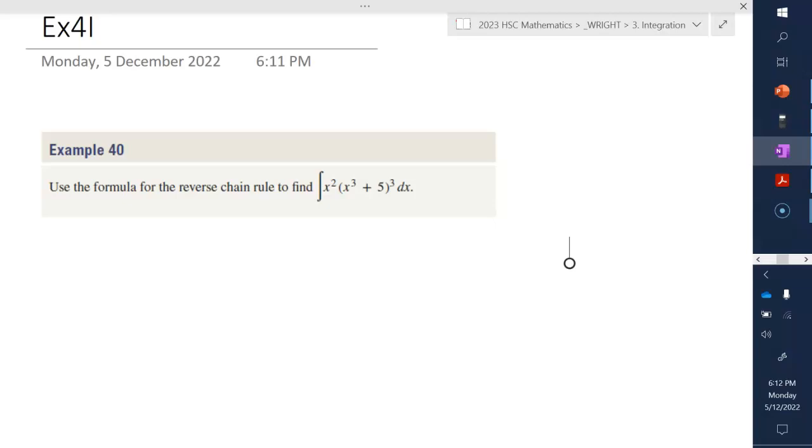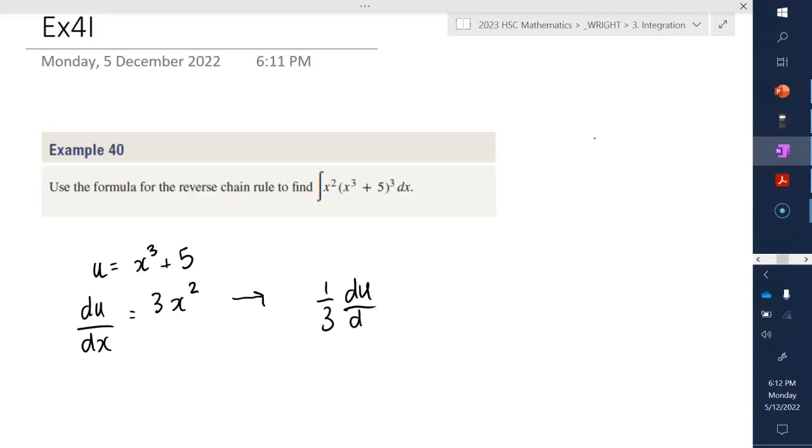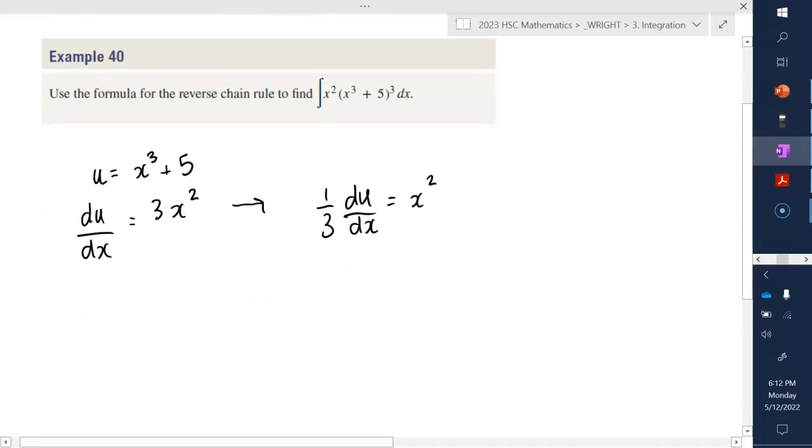I'm going to do a straightforward substitution again. I'm going to let u equal x cubed plus 5. So du dx is going to be 3x squared. Now, we have an x squared in here. I have a 3x squared. So what I can do is divide by my 3 and get 1/3 du dx is equal to x squared. And now I have a substitution that's going to work.